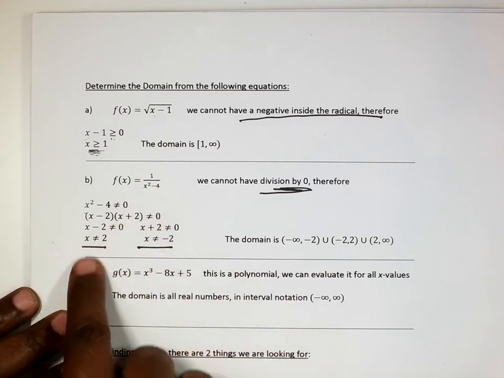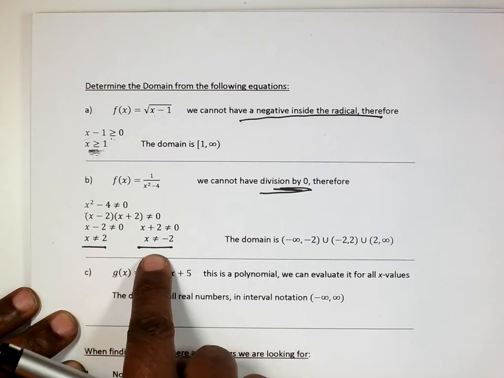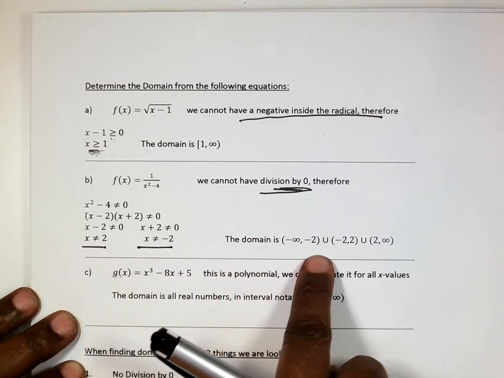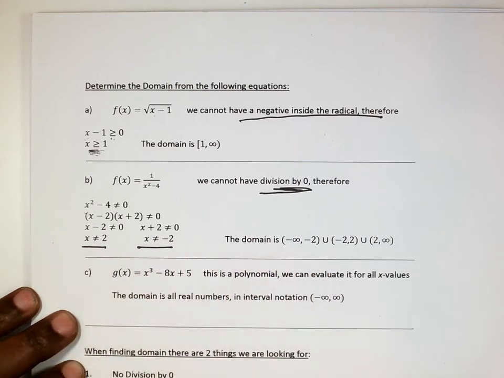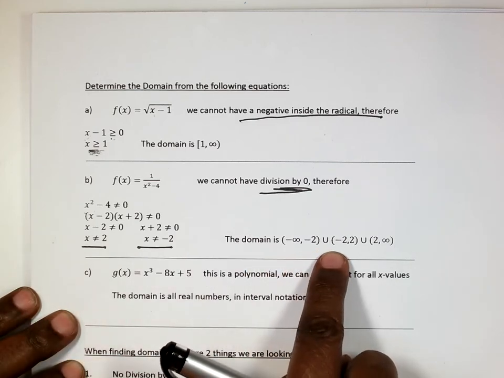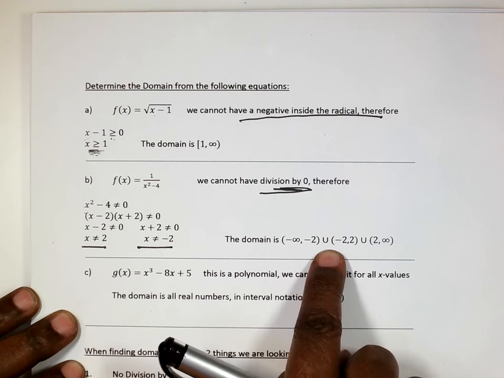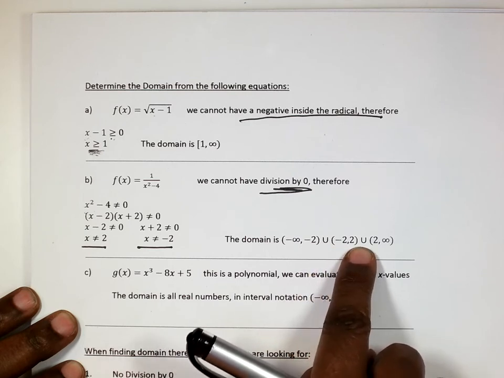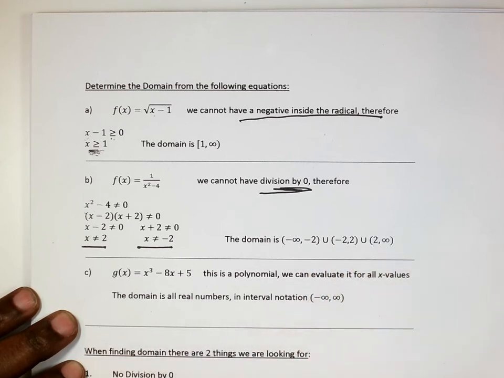So I can either write my domain as just x cannot equal 2 or negative 2, or, again, in interval notation, I have it written out. It can go from negative infinity to negative 2. Then I have to skip over it, so that's why there are parentheses. And then negative 2 to 2, and then skip over 2, and then go from 2 to infinity. So all of those have to be parentheses.